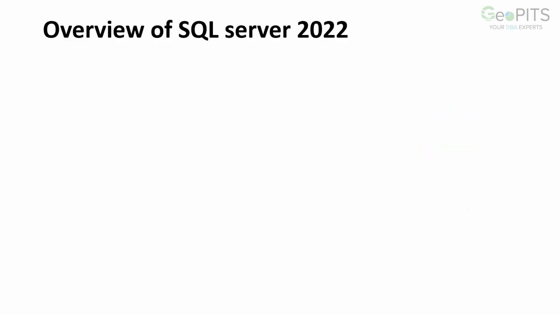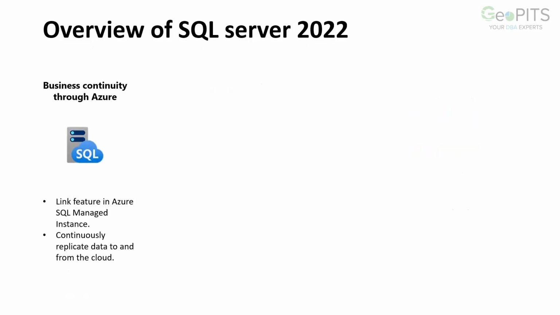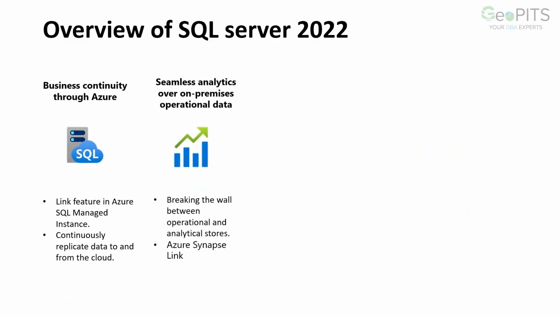In the overview of 2022, what does it mean? It is business continuity through Azure. Here it should continuously replicate data from the cloud, so the end-to-end connection will be more proper. Another thing is seamless analytics over on-premises operational data. It breaks the wall between operational and analytics tools using Azure Synapse. Another thing is visibility over your entire data, which includes Microsoft Purview integration, mostly for data governance.